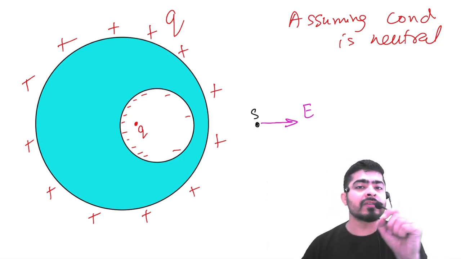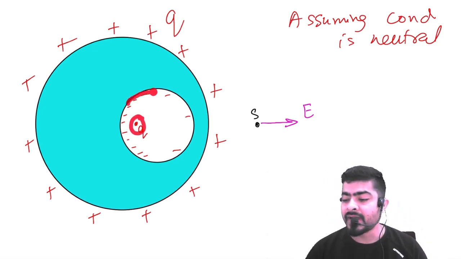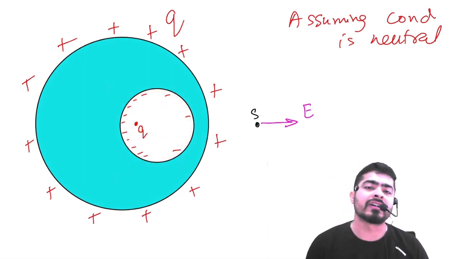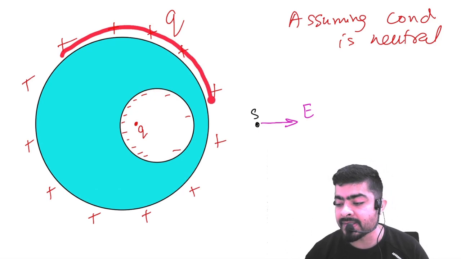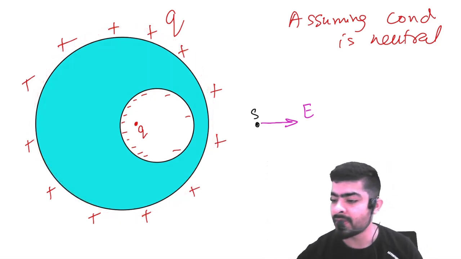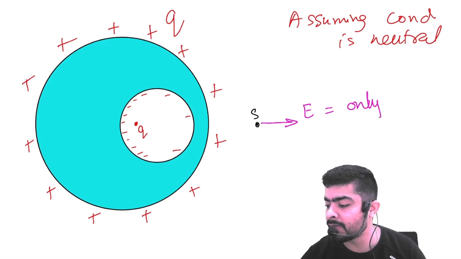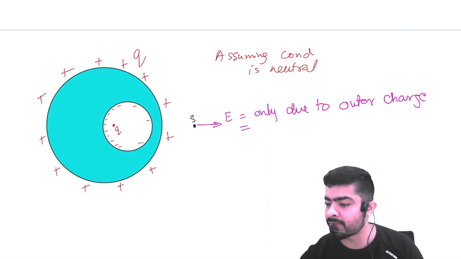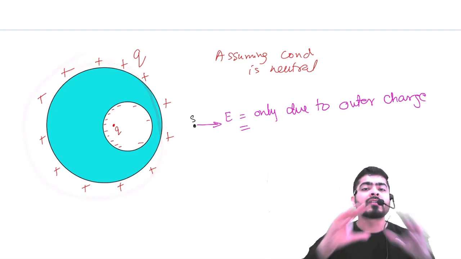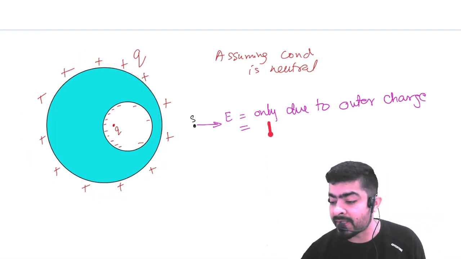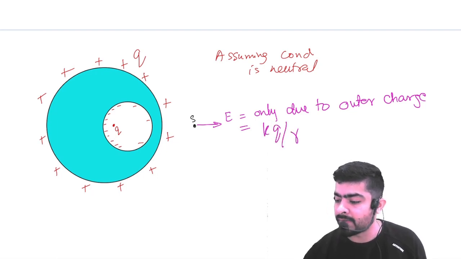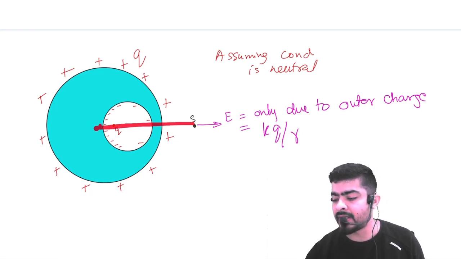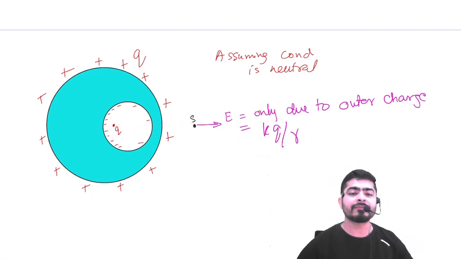Like I told you, because of electrostatic shielding, the charge on the cavity and the small q cancel each other. So all that remains is the outer charge. So the field at S will be only due to the outer charge, and that will be equal to how much? The charge is uniformly distributed, so it will behave like a shell, and because of a shell we can assume it to be a point charge, so the electric field will be kq by r squared. If the distance from the center is r, then we get kq by r squared. Is that clear?